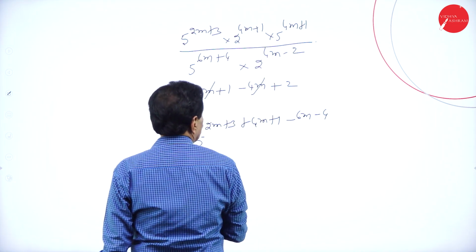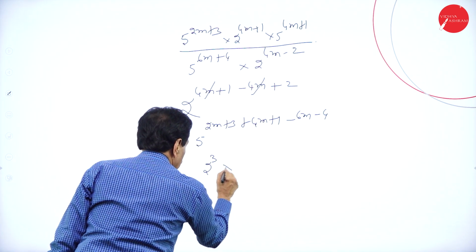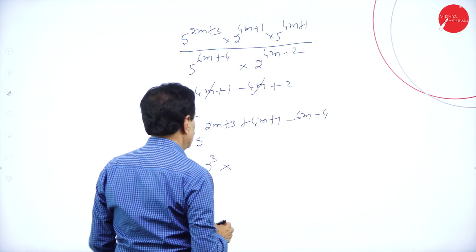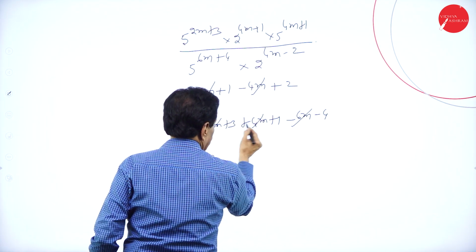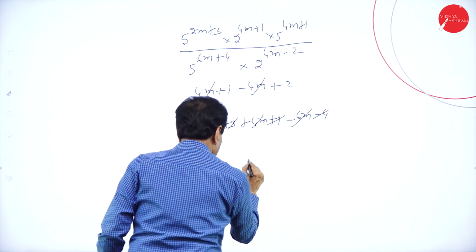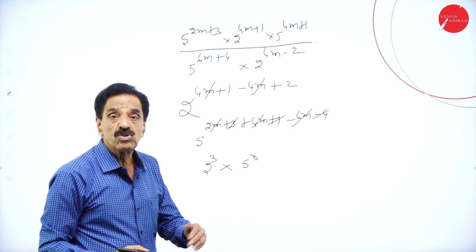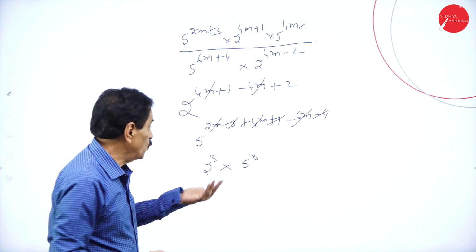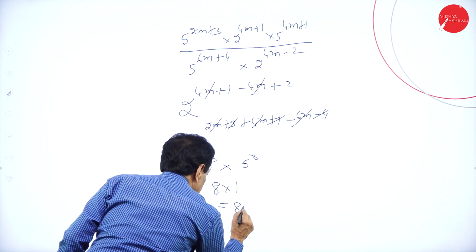4m cancelled out. This is 2 to the power of 3. This is 2 plus 6, 4m cancelled out. 3 plus 1, positive 4, negative 4 cancelled out. It is 5 to the power of 0. What is 2 to the power of 3? 2 2s are 4, 4 2s are 8, into 1 is 8.